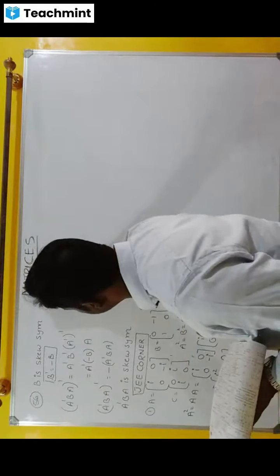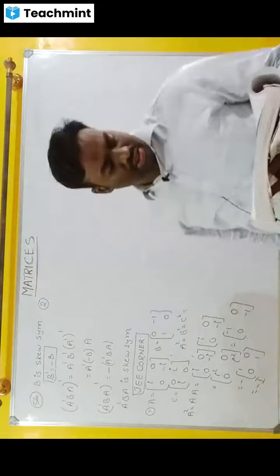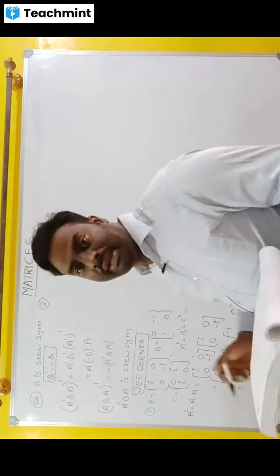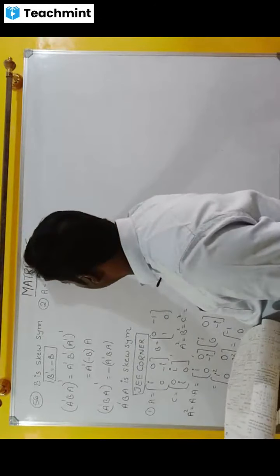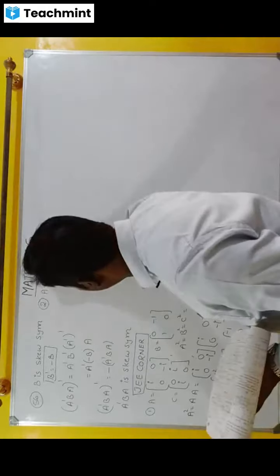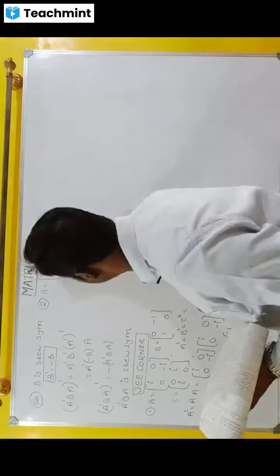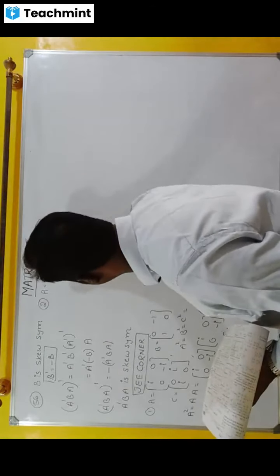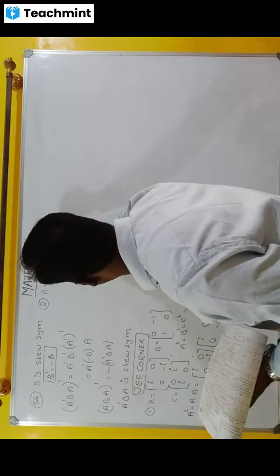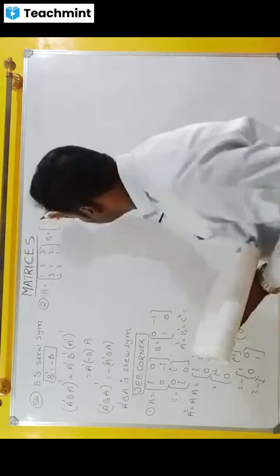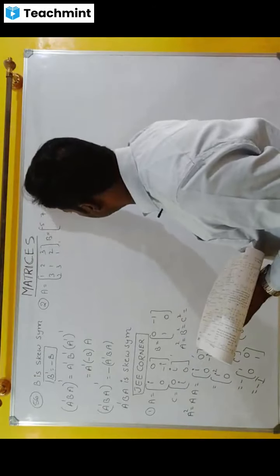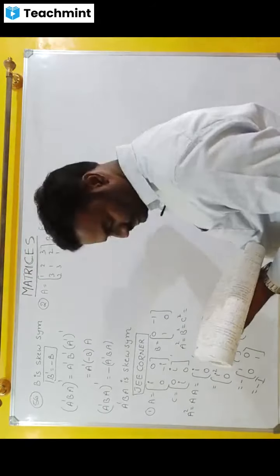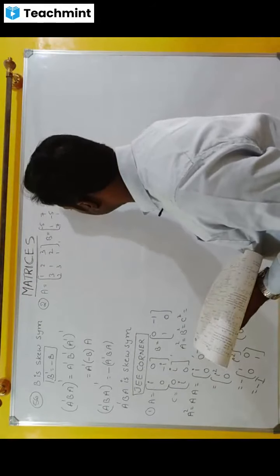Next, we will discuss question number 2. In question number 2, what is given? A matrix is given, B matrix is given. Simple question. We need to find AB. A matrix is equal to [1 2 3; 3 1 2; 2 3 1]. And B matrix is also given: [-5 7 1; 1 -5 7; 7 1 -5].